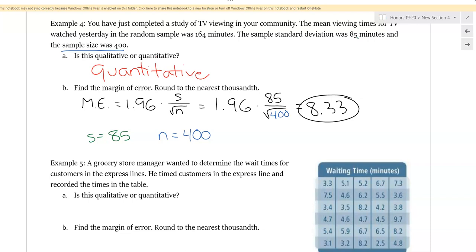All right, we're going to look at example 5 and example 6 in class tomorrow because I want to make sure we all are able to type things in our calculator correctly.